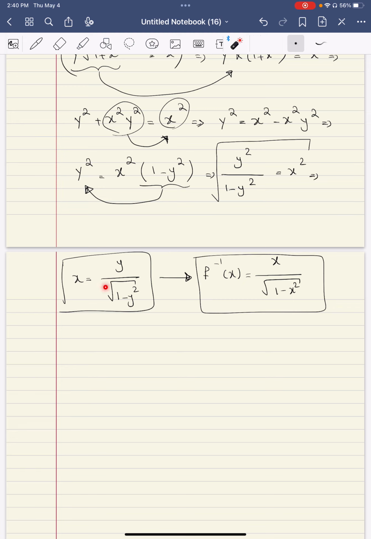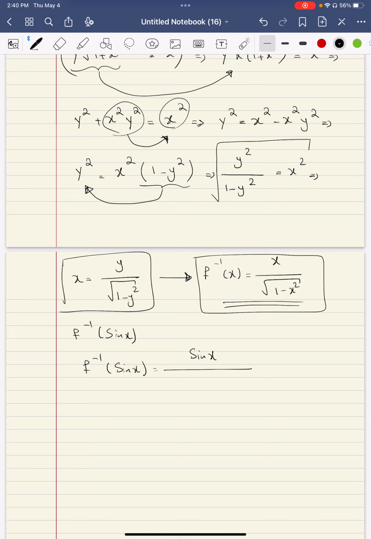After finding x as a function of y, you should write inverse of f at x equals, replacing y with x, x over root 1 minus x to the power of 2. Then the question is asking us about the inverse of f at sine x. We have inverse of f at x, we should just replace sine x instead of the x. So let's see what we are going to have. Sine x over root 1 minus sine to the power of 2 x.